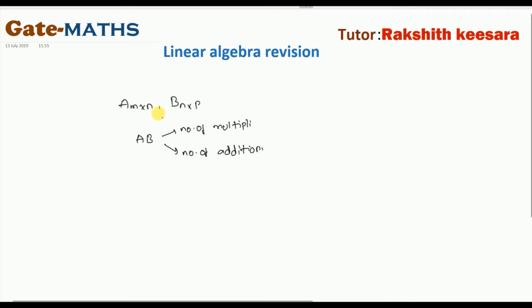If you see the multiplication of matrices, if A is a matrix of order m cross n and B is of n cross p, then what is the number of multiplications and number of additions in the matrix A into B? The answer is the number of multiplications will be m into n into p, while the number of additions will be m into p into n minus 1. GATE will not ask this question, but the other PSUs will ask.